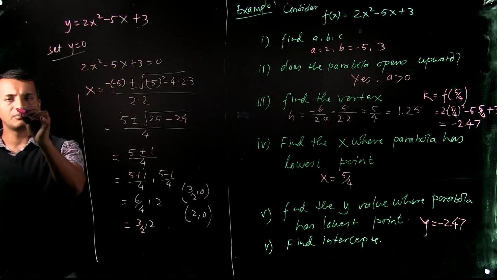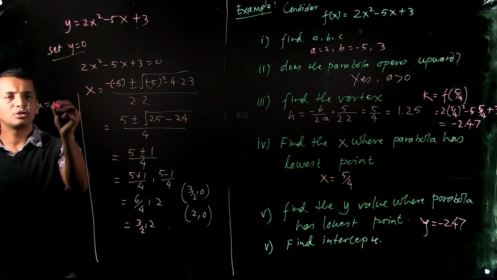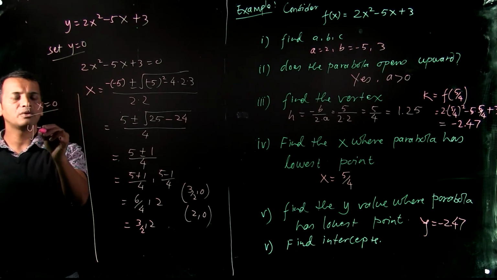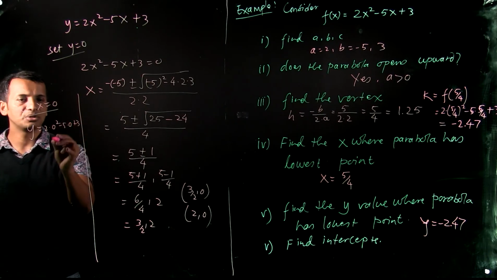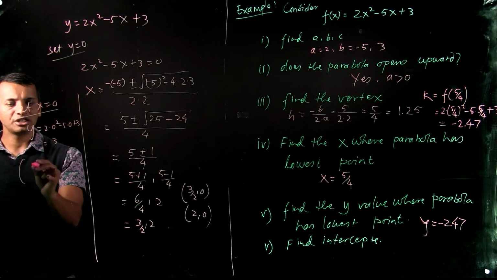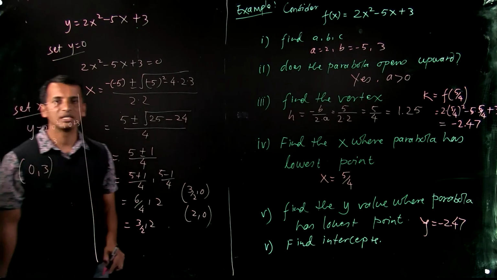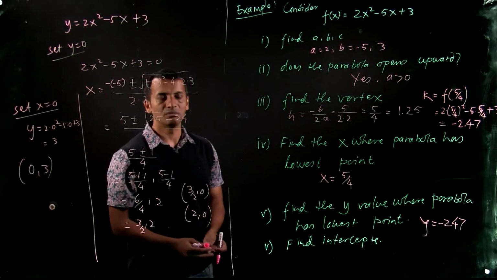For the y-intercept, set x equals 0. So what do you get? y equals 2 times 0 squared minus 5 times 0 plus 3. It will be just 3. So the y-intercept is 0, 3. This is how we find the x-intercepts and y-intercept for this problem.